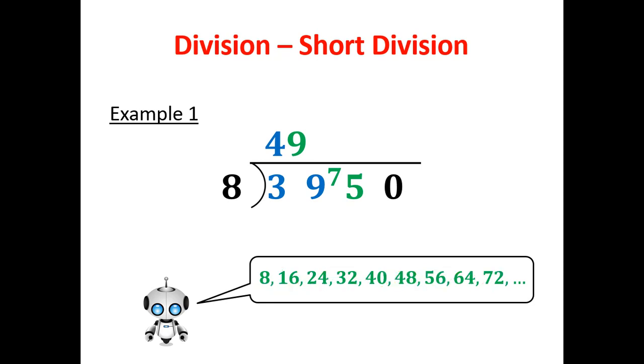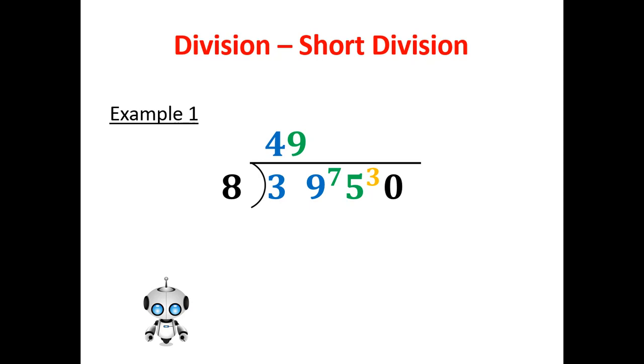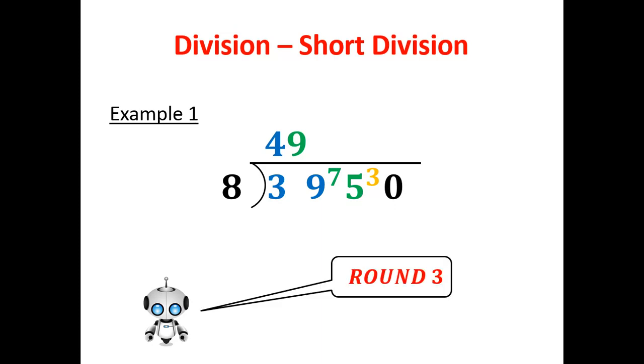Now again we have to ask ourselves, 72 plus what gets us up to 75? What's left over? Well, it's 3. 72 plus 3 more makes 75. So there's 3 left over, so we pop the 3 in here. And that's the end of round 2. Finally, we move on to round 3.